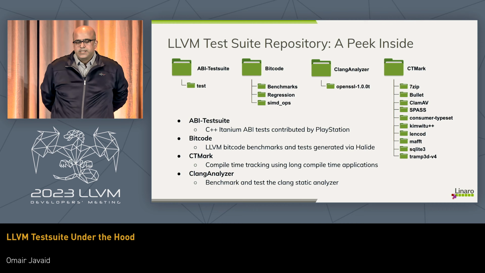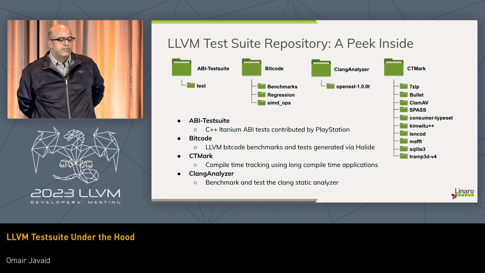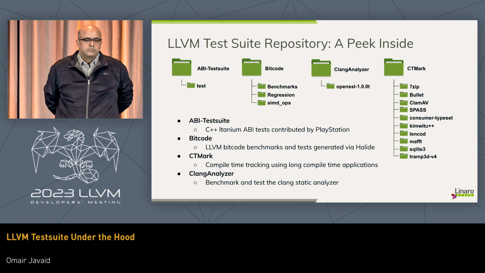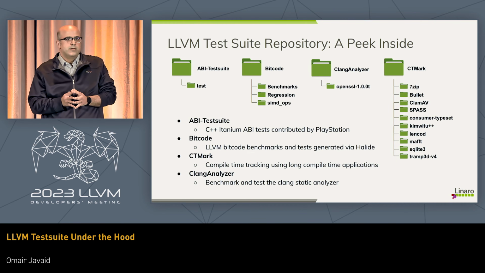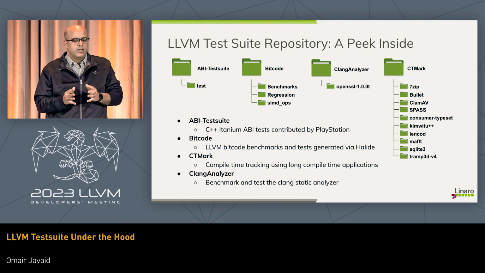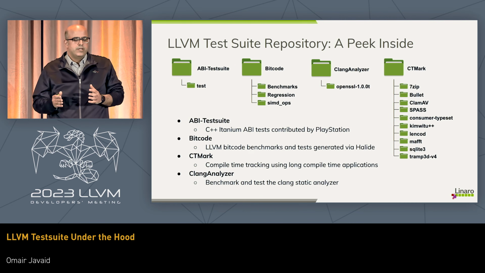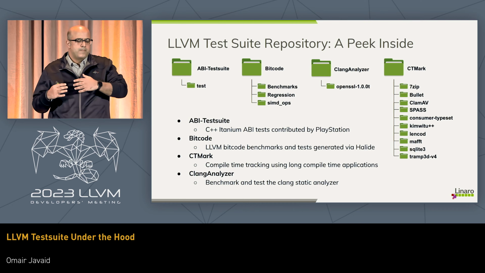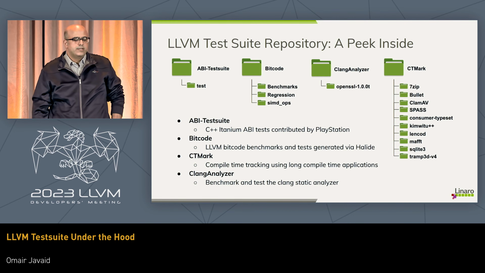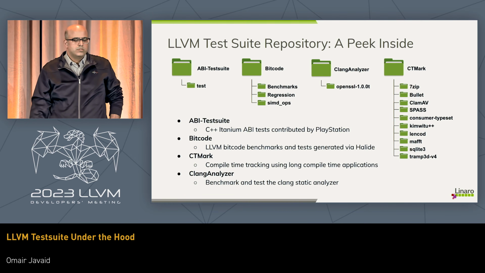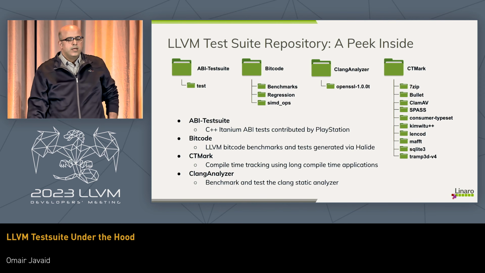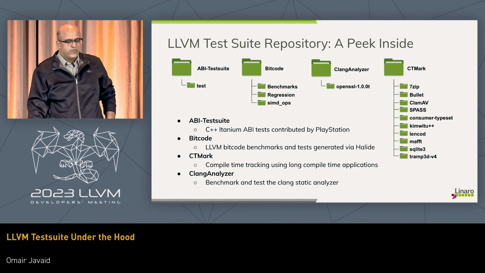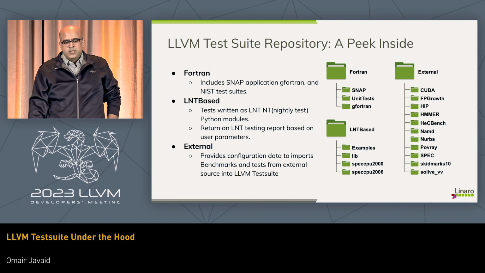Then there's a folder called CTMark. It's not an actual folder. It's more like a pseudo folder that is created just to house the symlinks to some of the applications which are long running. So they can help with testing the compile time. Then there's Clang analyzer tests. They are also somewhat disjoint from the rest of the test suite, but they can be run in tandem with the Clang analyzer tests. Then Fortran.